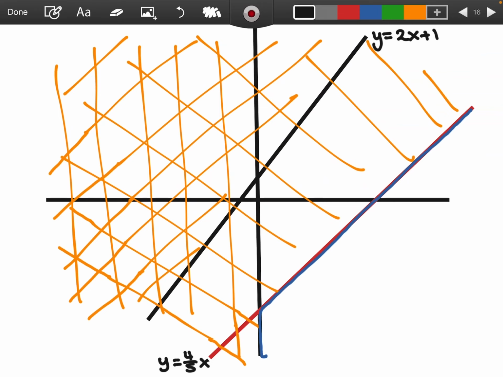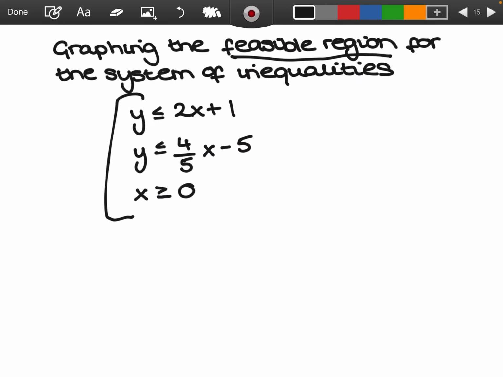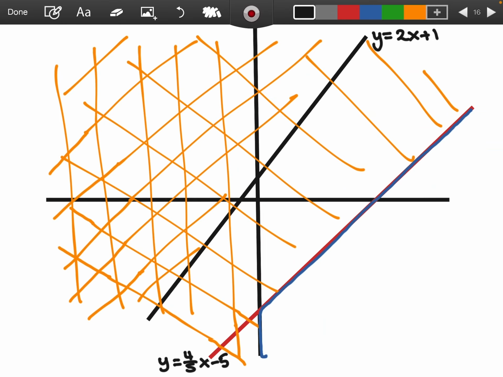So I've graphed y is equal to 2x plus 1. I've graphed y is equal to 4 over 5x minus 5. I need to put that back in. And then x has to be greater than or equal to 0. So I'm also giving you the right-hand side of the plane on this particular xy plane. Okay.